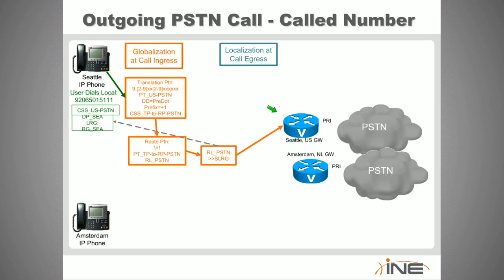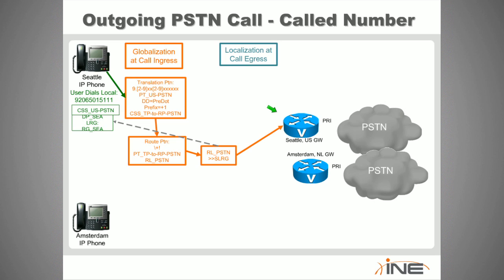And then that call, now that call needs to be localized at the egress, right? Because how is it formatted? It's formatted as +1 206.501.5111. Well, that's going to be fine if we have a SIP trunk to Skype or if we have a GSM carrier. But what if we just have an ISDN PRI?